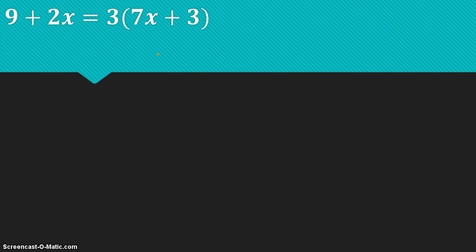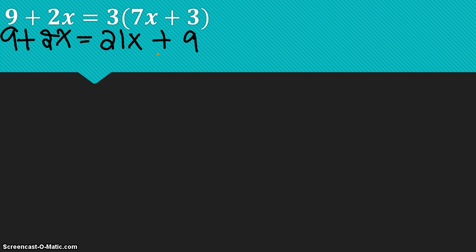Now, the first problem we're going to be working with is 9 plus 2x equals 3 times 7x plus 3. The first thing you want to do is distribute. So when distributing into the parentheses, you always want to multiply since the 3 is right next to the parenthesis. So 9 plus 2x, that stays the same, and then equals 21x plus positive 9. So you get this by timesing 3 times 7, so that would be 21, you keep the x, plus positive 9. So you would get 9 plus 2x equals 21x plus 9.